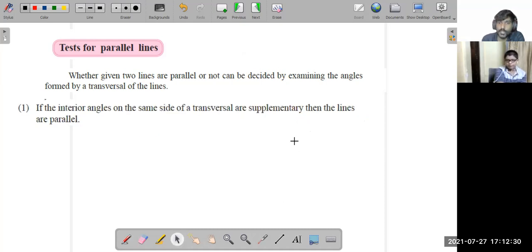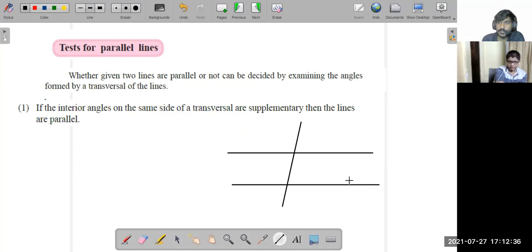Yes, sir. So if this is a transversal, these are the two parallel lines. The angles which come inside the parallel lines, between the parallel lines, for example this one and this one, are interior angles. Also this one and this one are interior angles. So if the interior angles on the same side of the transversal are supplementary.